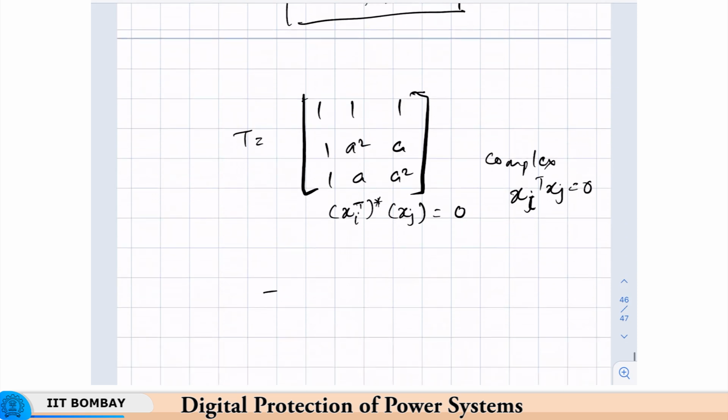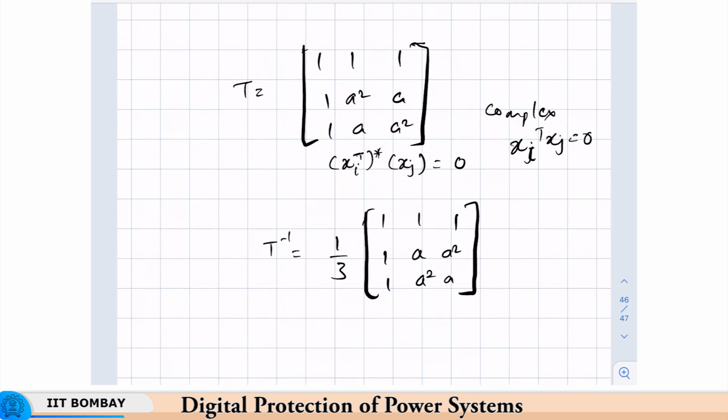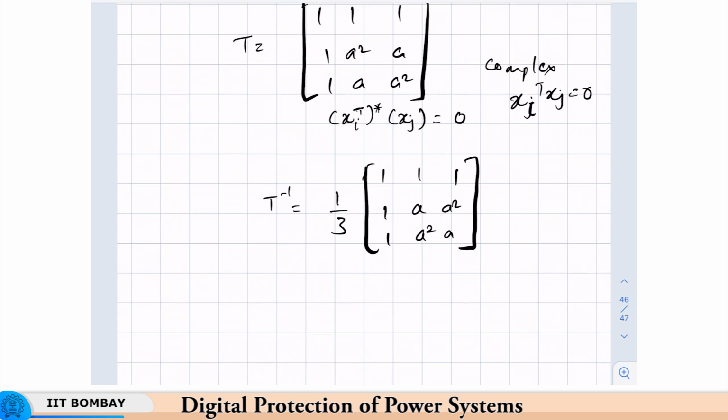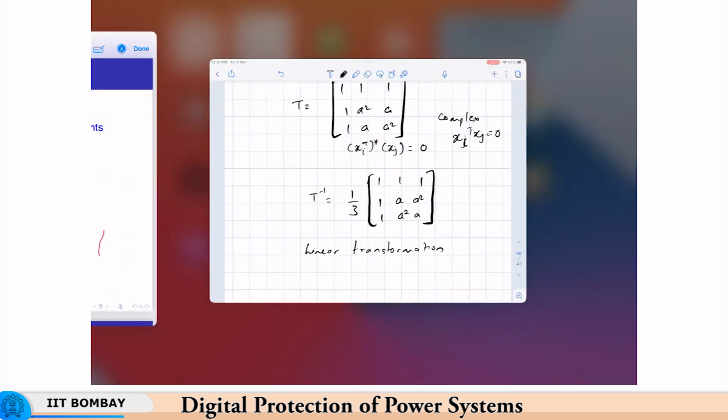So, the inverse is quite simple. T inverse is 1/3 times 1 1 1, 1 a a square, 1 a square a. This 1/3 comes because the length of these columns and rows is not 1, but root 3. In other words, the columns are orthogonal to each other, but they are not orthonormal. That is why you get the factor of 1/3 here. And since you can go from one domain to the other without any loss of information, it is also a linear transformation, and it satisfies all the properties of linear transformations. You can verify that once.